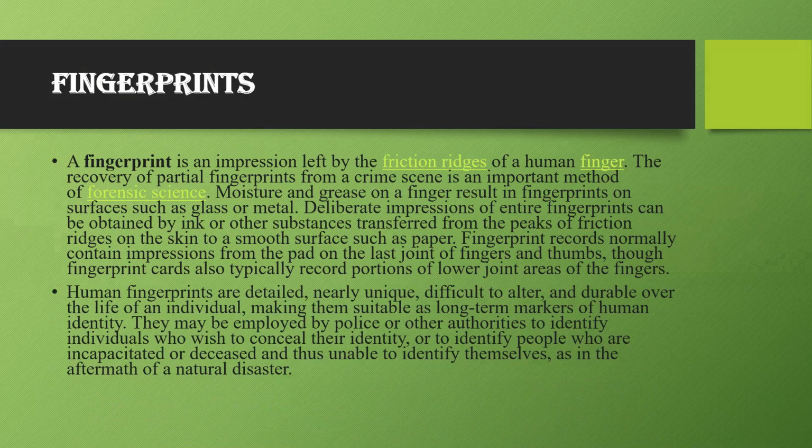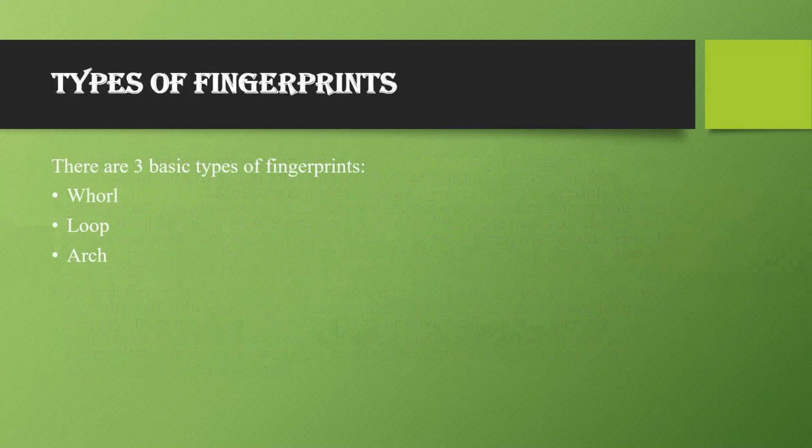They may be employed by police or other authorities to identify individuals who wish to conceal their identity, or to identify people who are incapacitated or deceased and thus unable to identify themselves, as in the aftermath of a natural disaster. Next, we have types of fingerprints. There are three basic types of fingerprints: whorl, loop, and arch.